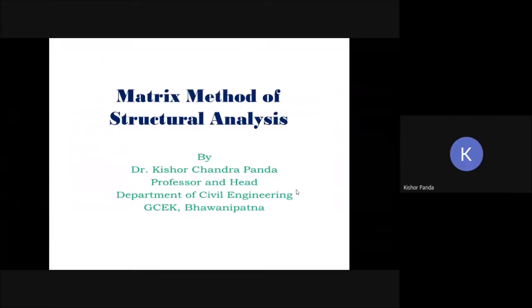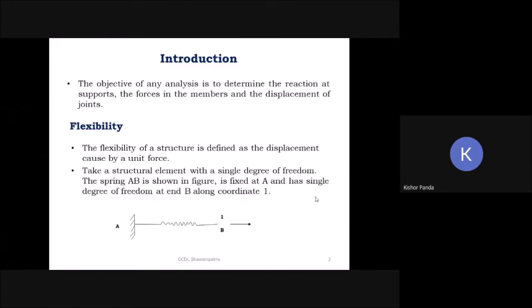Today we'll start matrix method of structural analysis. What is the objective of the analysis? The objective of the analysis is to determine the reaction at the supports, the forces in the members, and the displacement of the joints. You may take the slope deflection method, Kani's method, or moment distribution method. In any method, you have to find out the reaction at the support, then the forces in the members, and the displacement of joints. So this is the objective of any method.